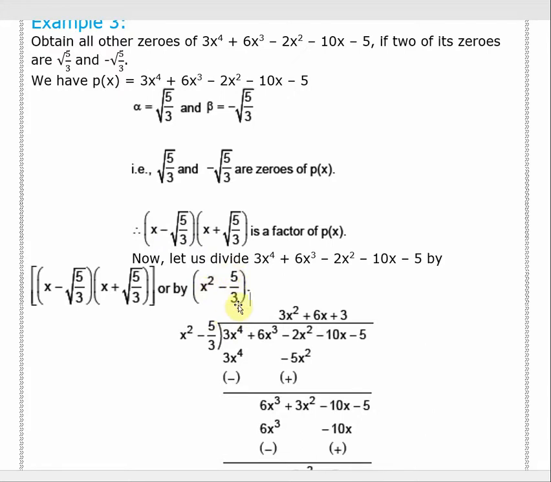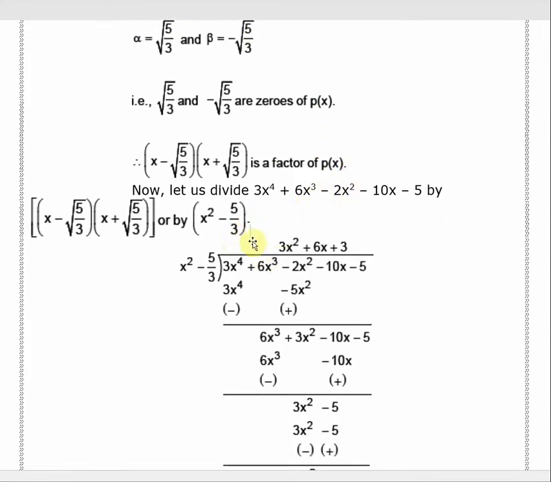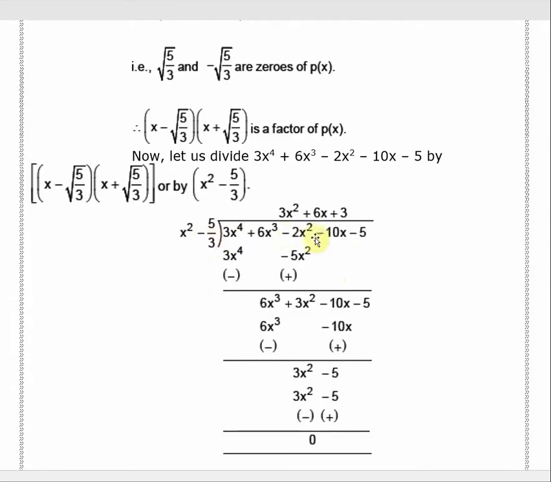That means x square minus 5 by 3 is a factor of 3x to the power 4 plus 6x cube minus 2x square minus 10x minus 5. If it is a factor of this, then we will divide this. If we divide it, we get a remainder 0. The division is done over here.